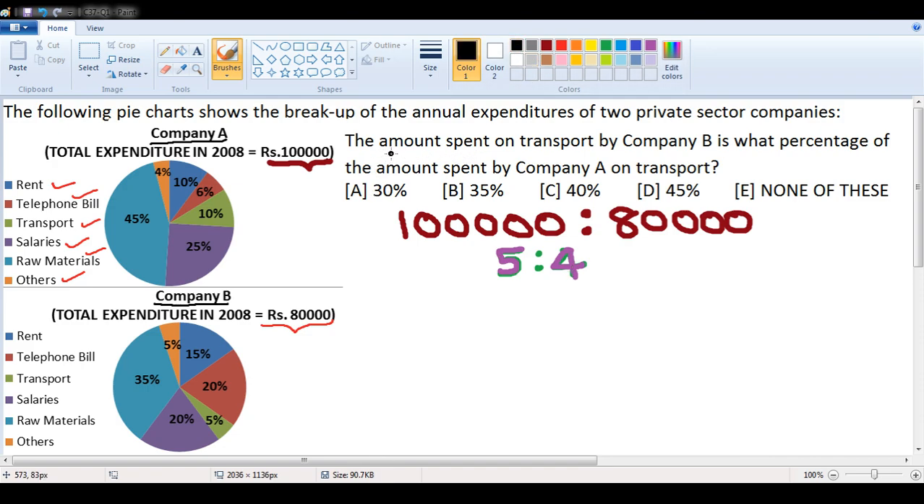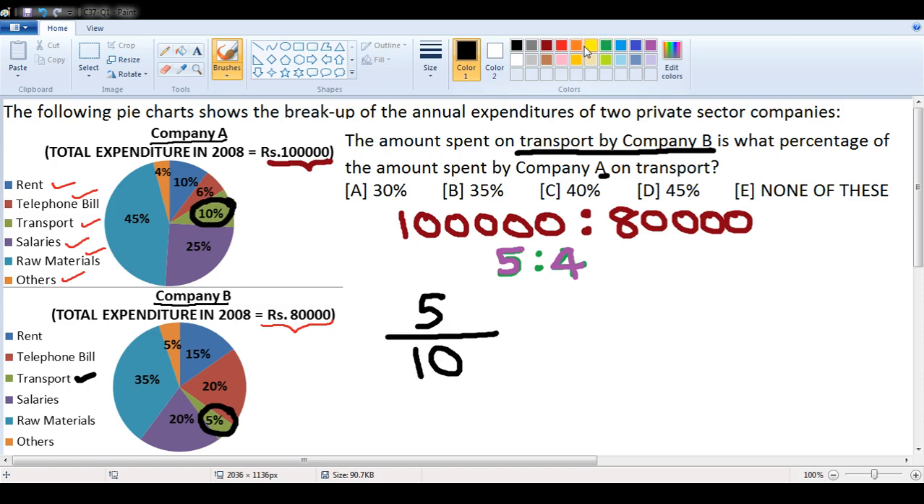Now see here, the first question: the amount spent on transport by company B. How much is spent on transport? Transport is green color. It is 5%. Is what percent of the amount spent by company A on transport? Company A is nothing but 10%. So most of the students in a hurry will write it as 5 by 10, which is incorrect. Please remember carefully, which I already told you.